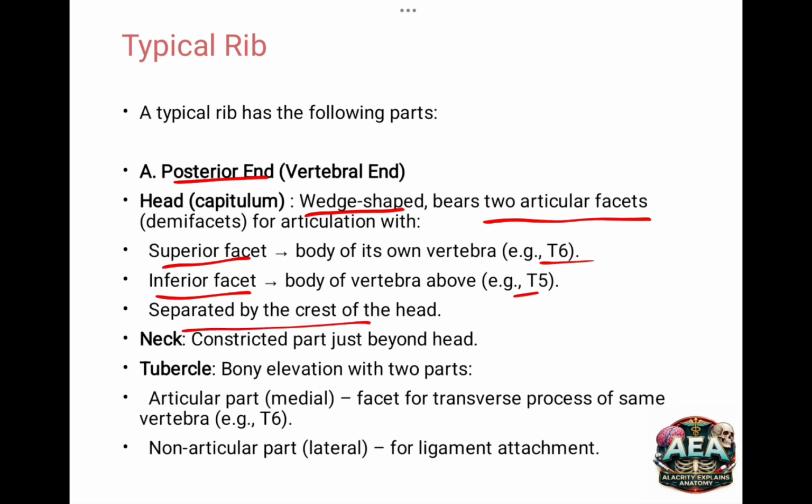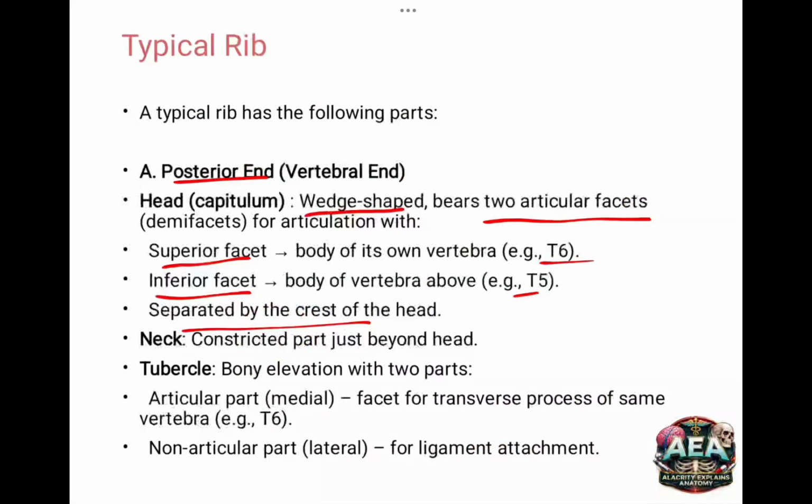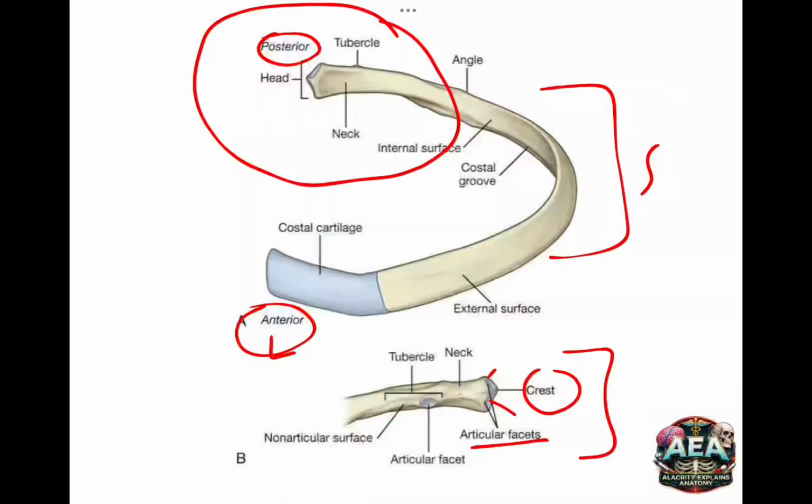So it is separated by a crest of the head. You have the crest of the head, which means the two articular facets are separated by the crest. Now ribs also have a neck at the posterior end, which is the constricted part beyond the head. This is the neck of the ribs.